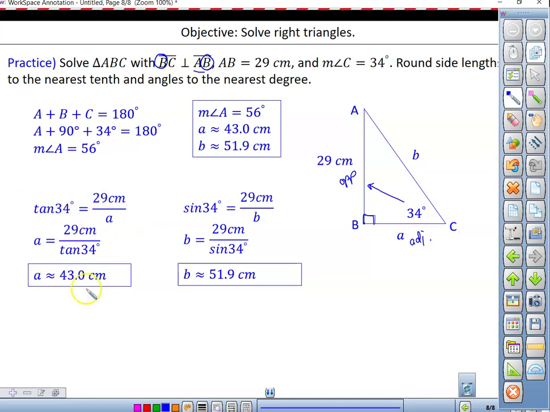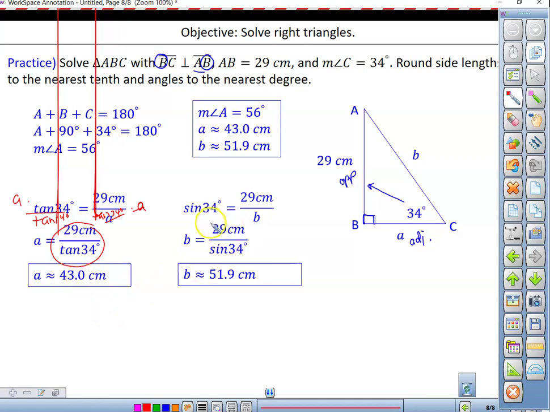If you had some trouble with the math here, remember you just undo your division, multiply both sides by A, and then you'd have A times your tangent of 34 degrees. Then dividing both sides by the tangent of 34 degrees gives you 29 divided by the tangent of 34 degrees, which is shown here. And that then is what you'd use your calculators to calculate, giving you 43.0 centimeters.